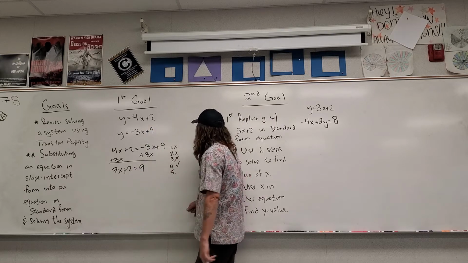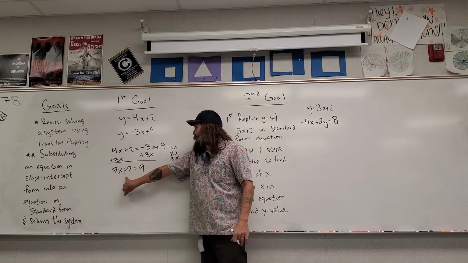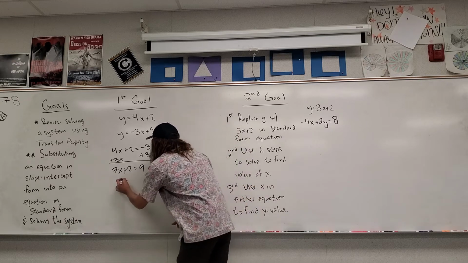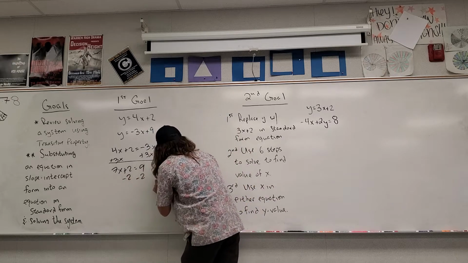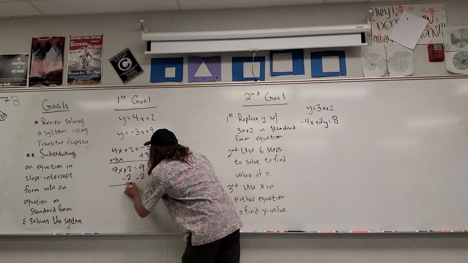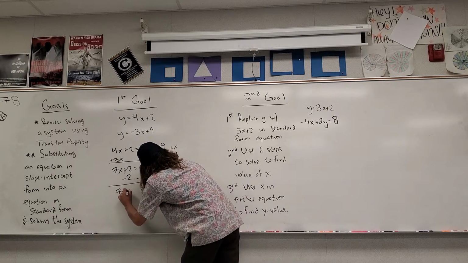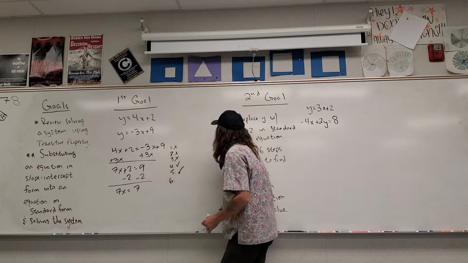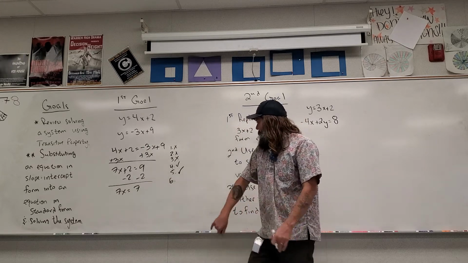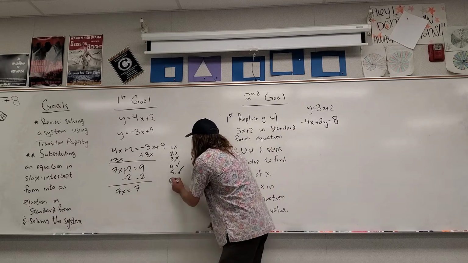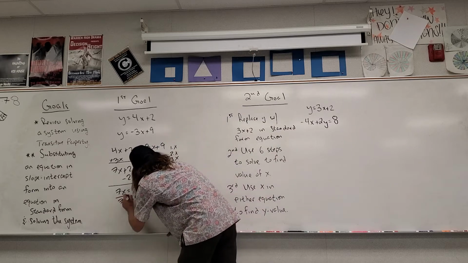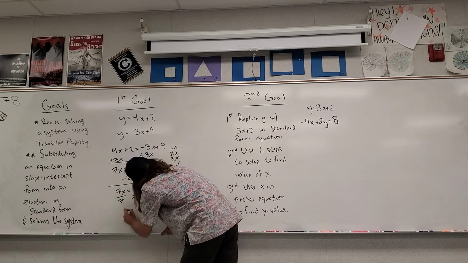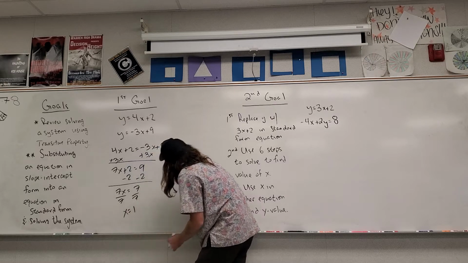Can I add or subtract a number away from the variable side of the equation? Yes, I can. I can subtract away the 2. And now I'm left with 7x is equal to 7. The last step is, can I divide away a number? And the answer is yes, I can divide away the 7. That's with the x. And our x value for where the lines are going to cross is 1.